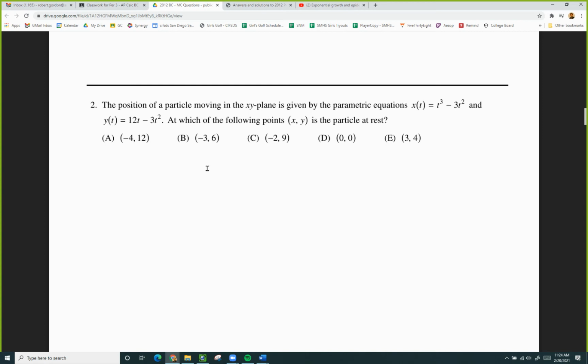We'll title this Parametric Example, 2012 BC number 2, multiple choice. Position is x of t equals t cubed minus 3t squared.